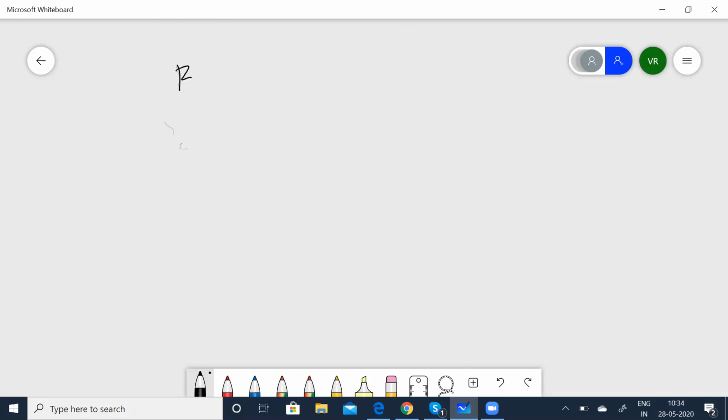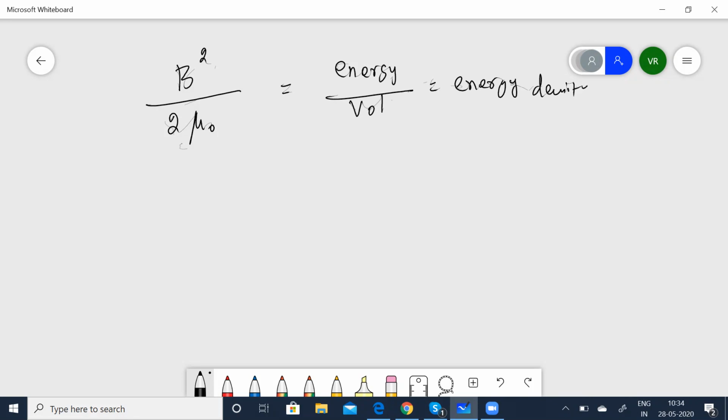So B squared by 2 mu 0 is equal to energy by volume, which gives you the energy density. So that is equal to ML to the power of -1, T to the power of -2. When you substitute for energy and volume and simplify, you get ML to the power of -1, T to the power of -2. Now next take R squared and C squared.